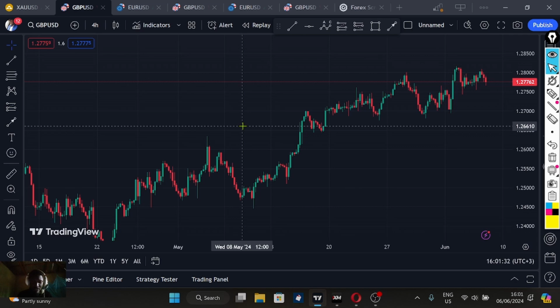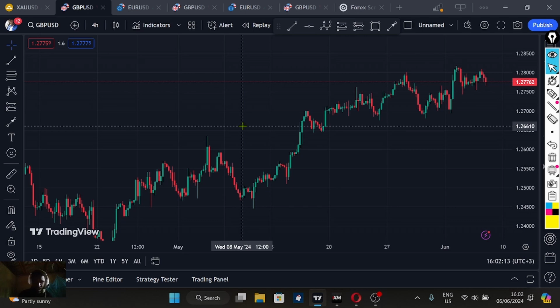Analyzing the market, or the market analysis. This is our first topic. We shall be looking at market structure, and this is pure price action. What we shall be looking at are uptrend, downtrend, sideways or range, consolidation, and choppy market. We shall be using trend lines, support and resistance, head and shoulders, which is for reversal, and double tops and double bottoms, which is also for reversal.